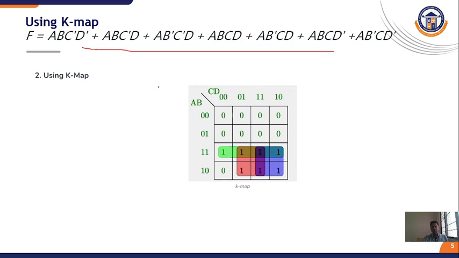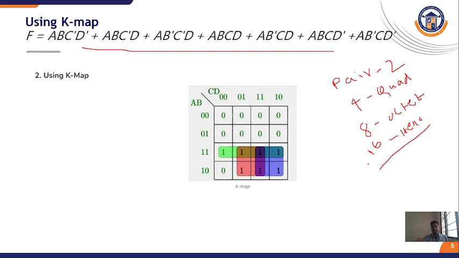K-map is a pictorial representation where we can reduce the function by using grouping. We can group the adjacent ones in different ways. We can group as a pair, that is 2 adjacent ones. We can group 4 adjacent ones, which is called a quad. If there are 8 adjacent ones, it is called an octet. We can group 16 adjacent ones, and this is called a hexa.